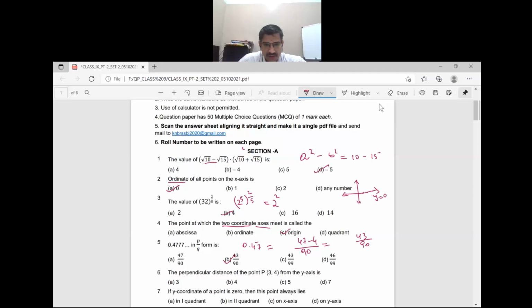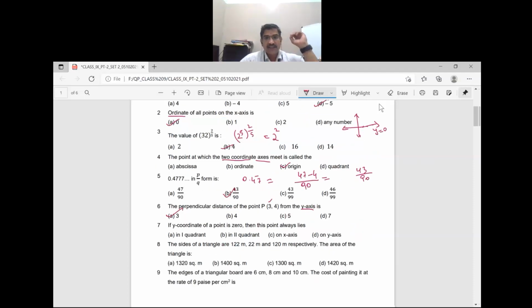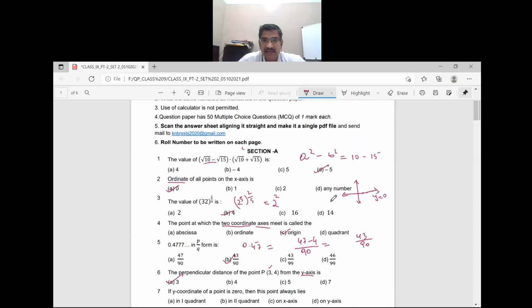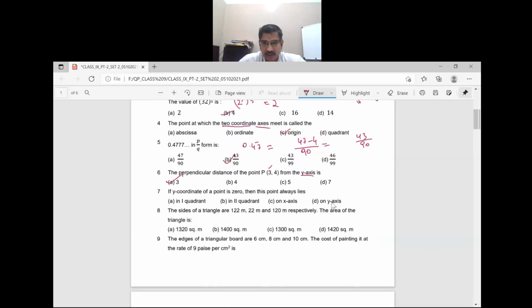Coming down to question number 6: the perpendicular distance of a point from the y-axis is its x coordinate. The x coordinate will be the perpendicular distance. So here the right answer is 3. Then the y coordinate of a point is 0. If the y coordinate of any point is 0, then it lies on the x-axis. The question number 2 is asked in the reverse way. So when the y coordinate is 0, the point lies on the x-axis.